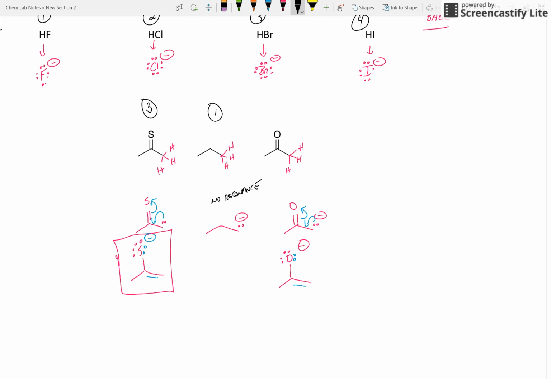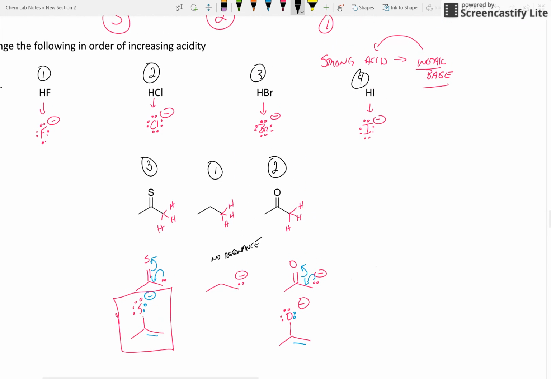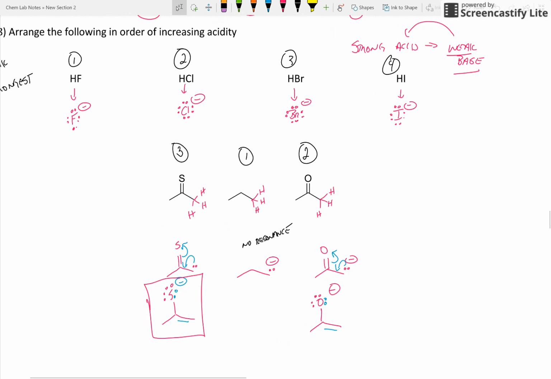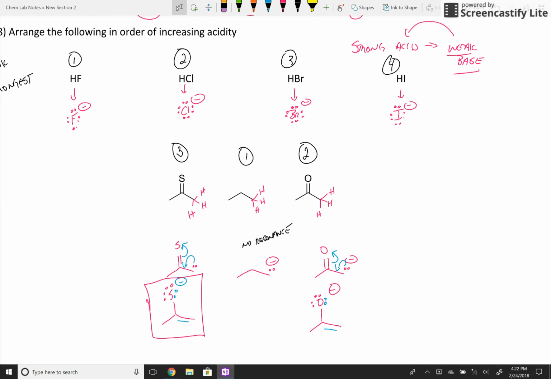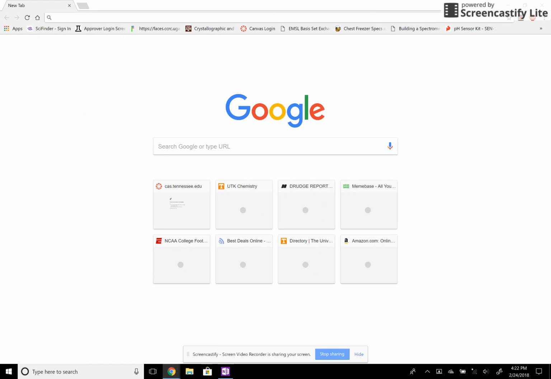So it's going to be the strongest acid here because it can stabilize that minus the best, and which puts oxygen right there. So go through, if I'm asking you to look at the acidity, make them act like an acid, and analyze what's going on with the negative charge afterwards. The weaker bases make stronger acids.